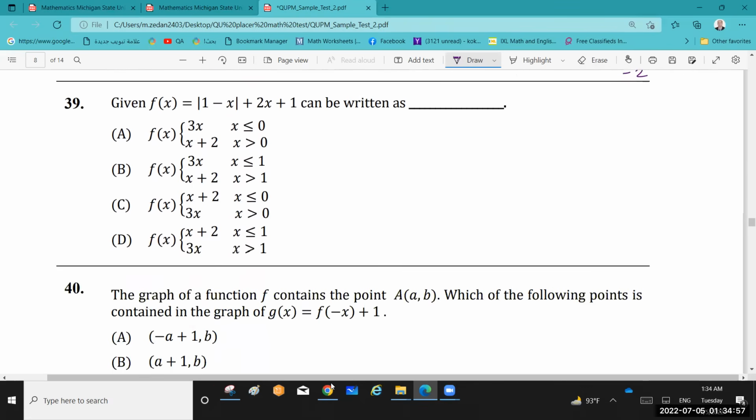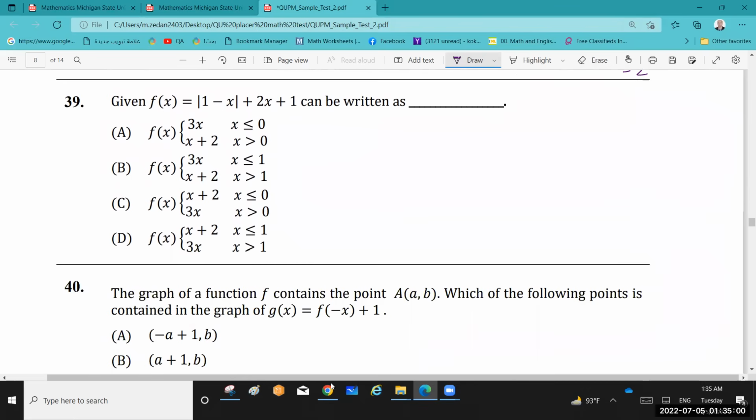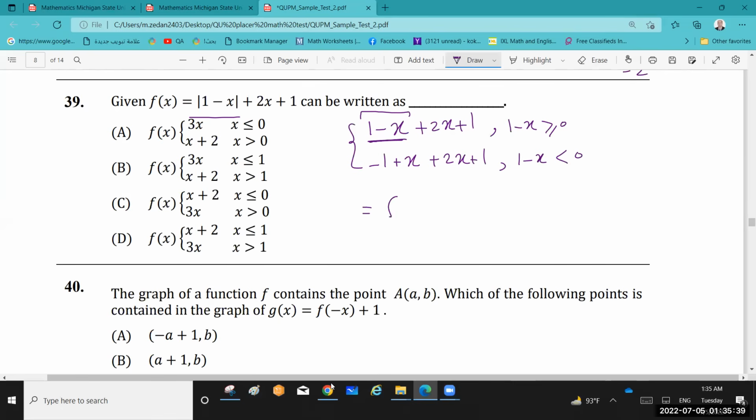39, absolute value of 1 minus x, plus 2x plus 1. This function can be written as follows. For the absolute value function, simply write 1 minus x without the absolute value, and don't forget to write the outer part, x plus 1, in the case of 1 minus x bigger than or equal to 0. This is the definition of the absolute value function. And take the same expression, 1 minus x, with the opposite sign, negative 1 plus x, and don't forget the x plus 1, it's outside, in the case of 1 minus x less than 0.